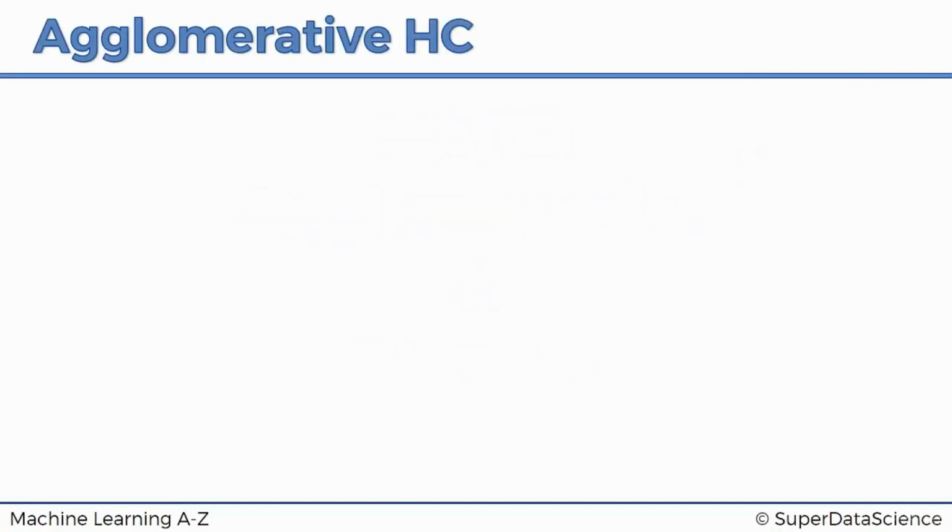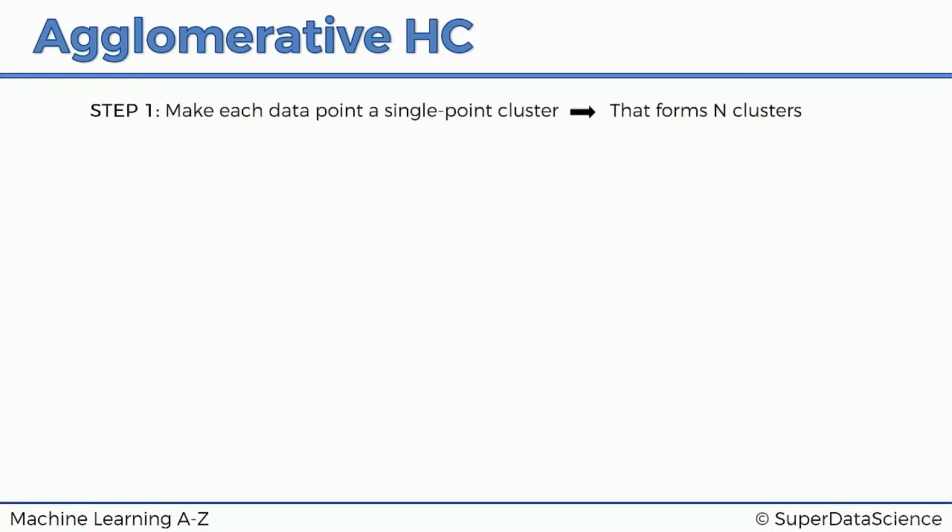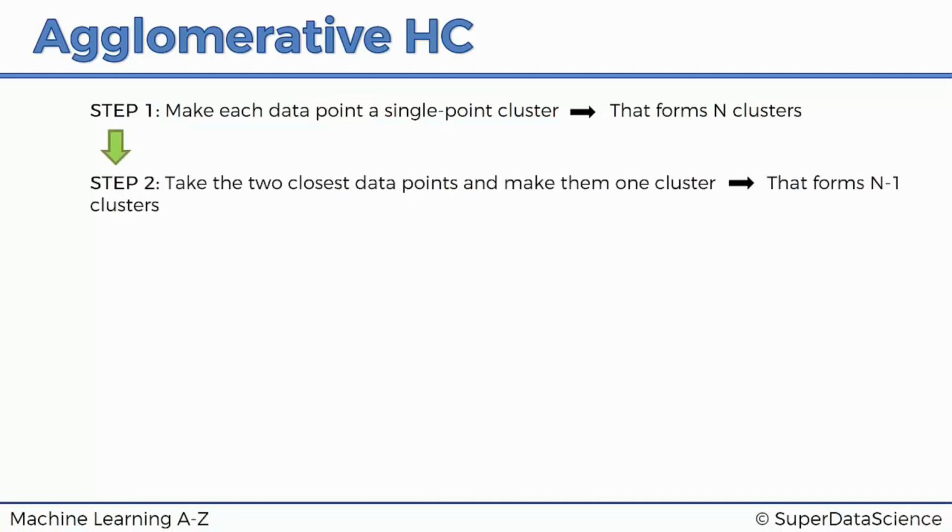So, agglomerative hierarchical clustering. How does it work? To start off, we're going to break it down into a step-by-step approach, and then we'll look at an example and manually perform the clustering. Step 1 in HC is to make each data point a single-point cluster, so that forms n clusters. If you have n data points, your first step is to look at each one of them as an individual cluster. Step 2 is to take the two closest data points and combine them into one cluster, and that forms n-1 clusters.